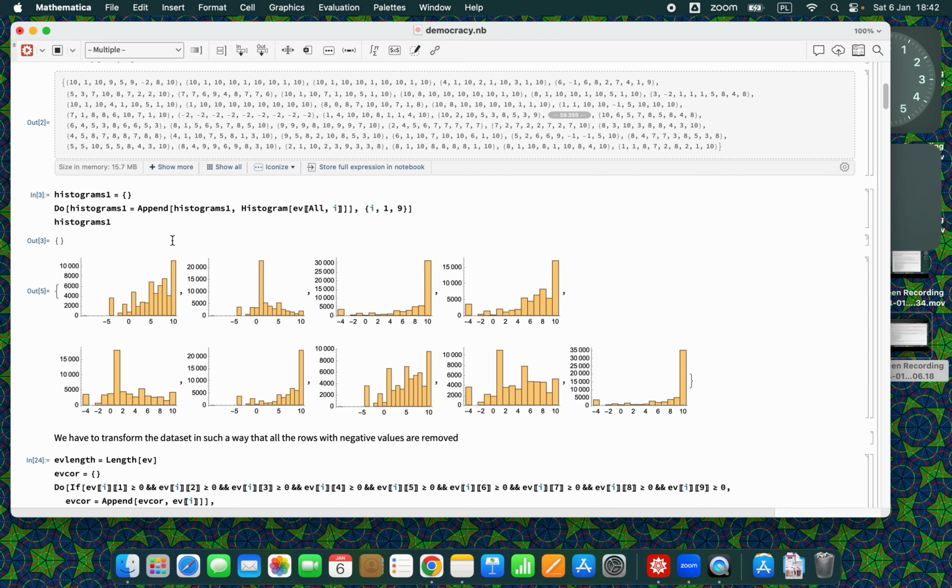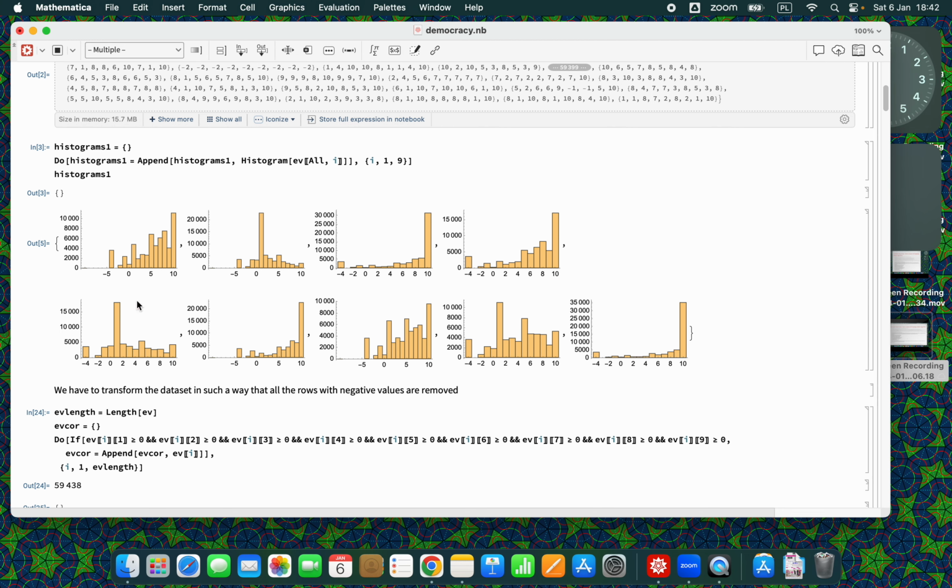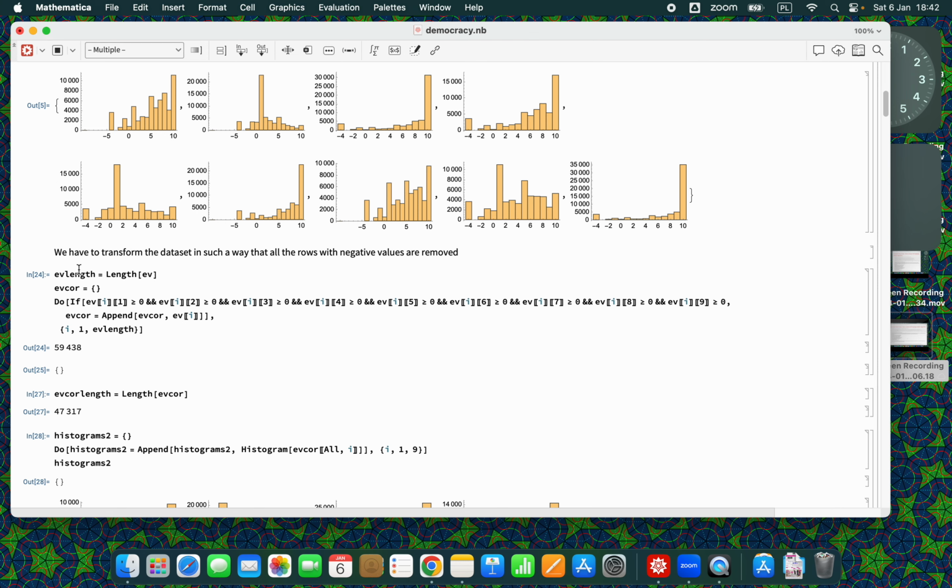And then we look at histograms. And what we see is that all the variables should be measured on the scale from 0 to 10, and what we see are negative values here. Those negative values are different encodings of missing data. Some of them just mean that the data were not collected. Some of them mean that a person refused to answer. What we have to do is to remove all those missing data, and this is what we do here.